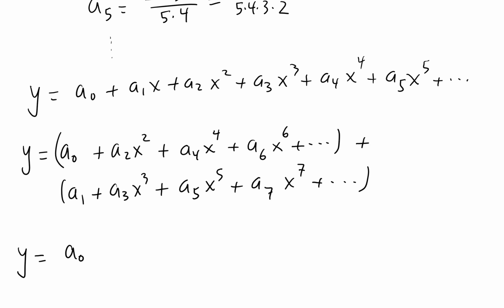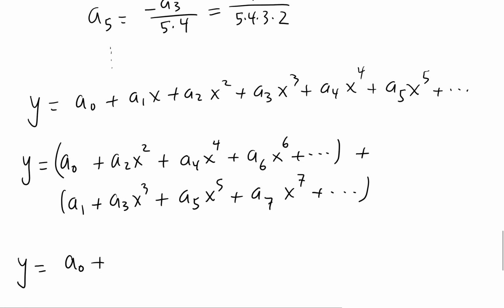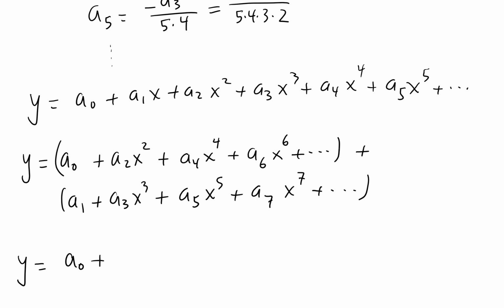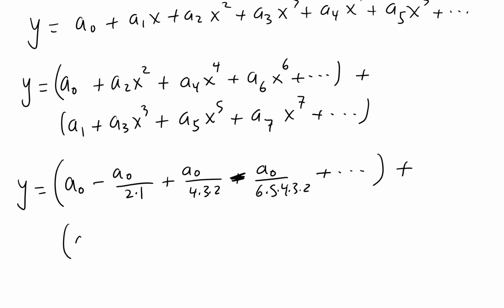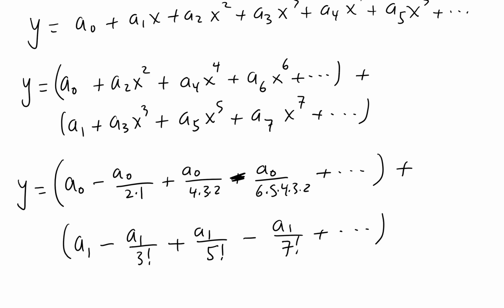a0, as you know, there's nothing to change. a2, what was a2? Let me see if I have it here. A sub 2 was negative a sub 0 over 2 times 1. The next one, a sub 0 over 4 times 3 times 2. Then minus a sub 0 over 6 times 5 times 4 times 3 times 2 plus and so on. That's for the first one. For the second one, a1 is a random constant here. a3, we found a3 to be negative a1 over 3 factorial plus a1 over 5 factorial minus a1 over 7 factorial plus and so on, like that.